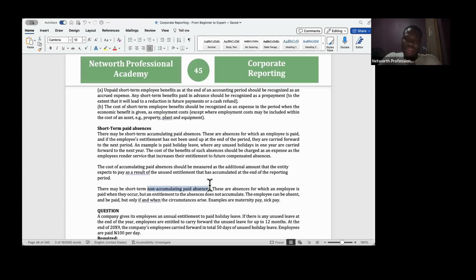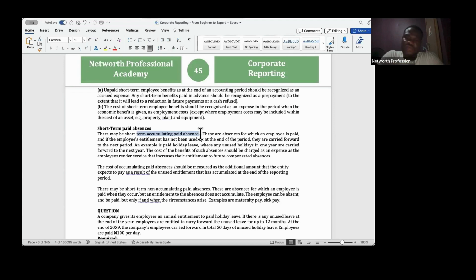But what we are talking about here is this. If you don't go on leave, your company says that, okay, you can carry it forward. And when you actually go, then you will get your money. The standard says that that one is an accumulating paid absence. So this one could be dicey in the sense that if an employee has 2 days leave, and for each of those days, they are going to pay the employee 100 naira, just for example, that means for the 2 days, the guy should get 200 naira. But the guy did not go on leave.